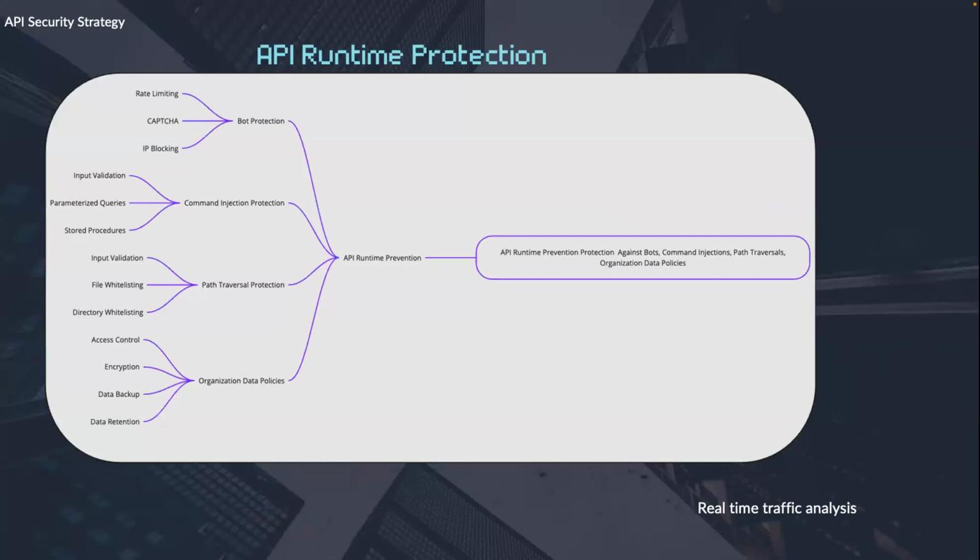The third one is API runtime protection. Pretty much what runtime protection helps out with is detecting and preventing attacks in real time. You can check for anomalies within your APIs and check against injection attacks. Depending on whatever tool you're using, you can also configure it for automated response to real-time attacks within your APIs.